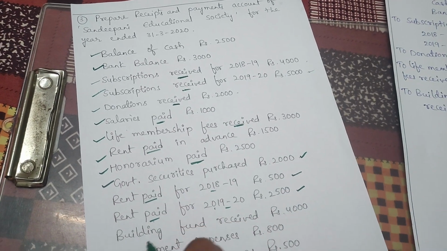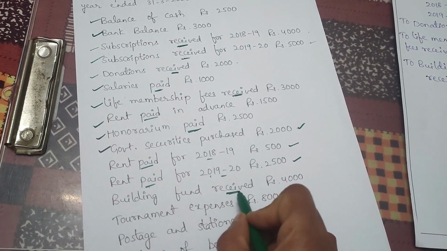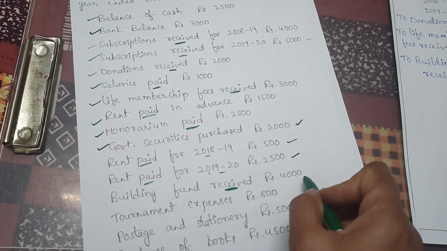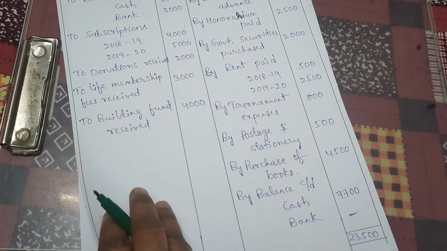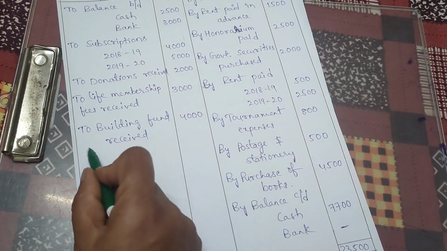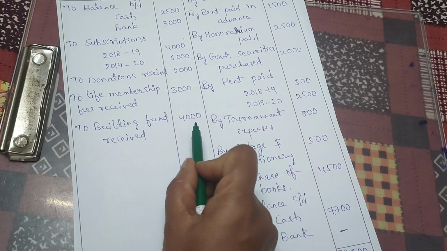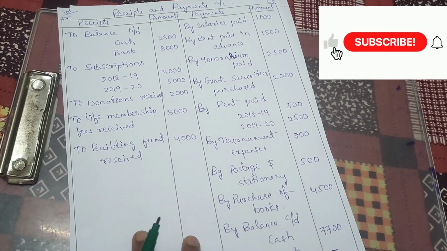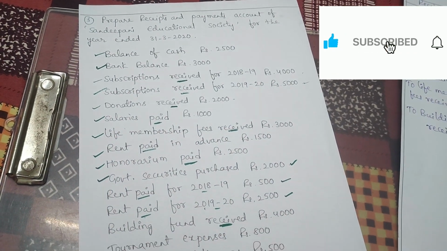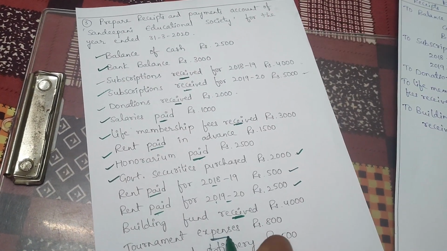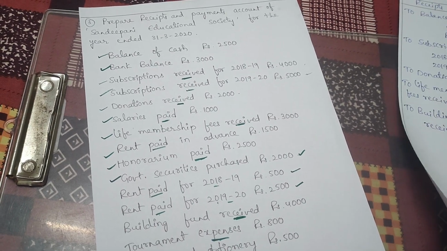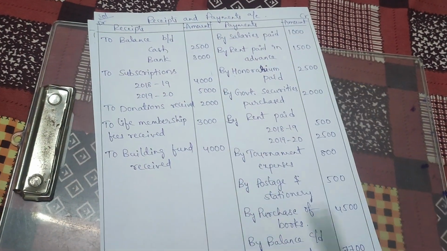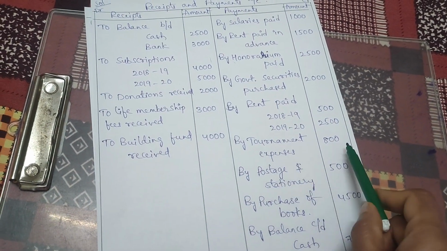Next, building fund received. Which side will it appear? Debit side, 4,000 rupees. To building fund received, 4,000. Next, tournament expenses. Expenses we always record on the credit side. It is a payment. So, by tournament expenses, 800.